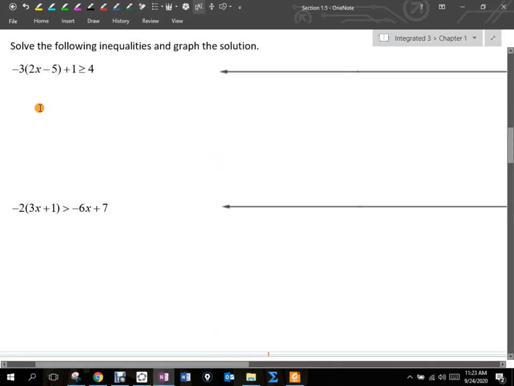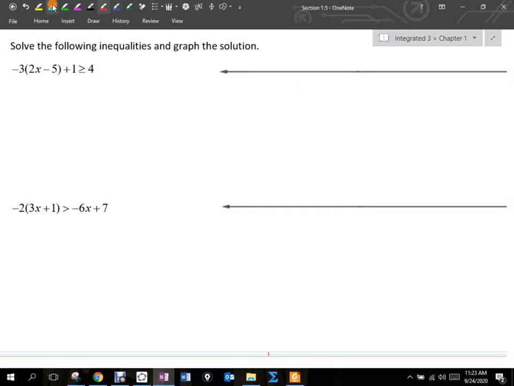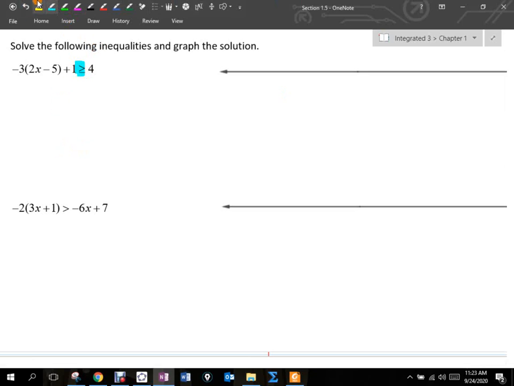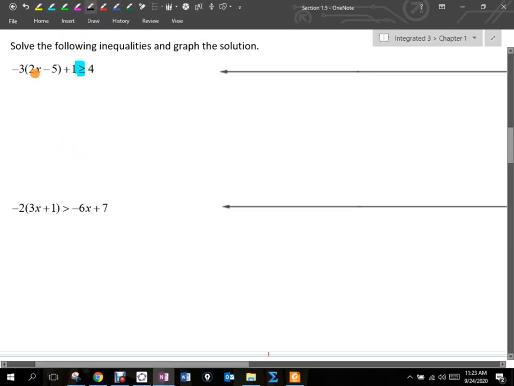What do I need to do first here to start working with this particular problem? Viewing that as if it was an equal sign. Maya? Okay, distribute my negative 3. So that's going to give me negative 6x plus 15 plus 1, and then is greater than or equal to 4.